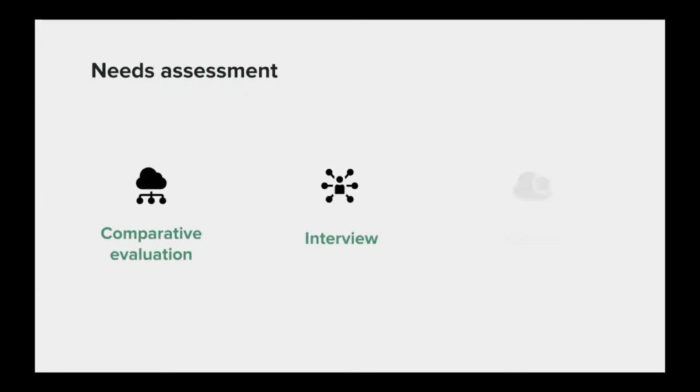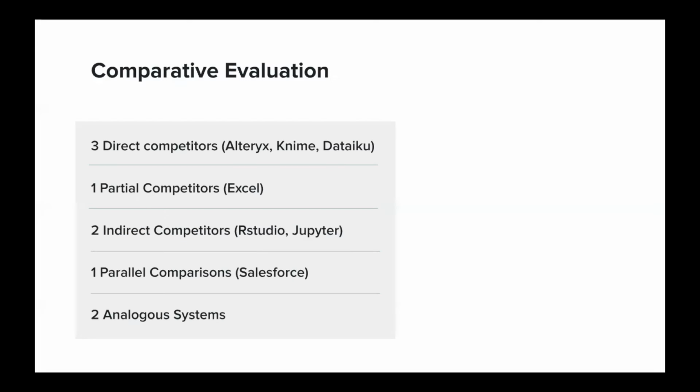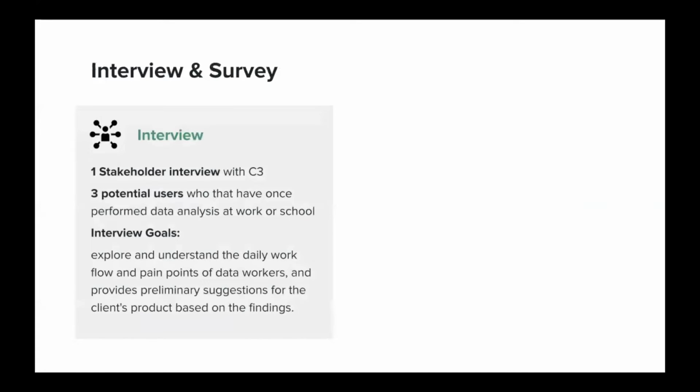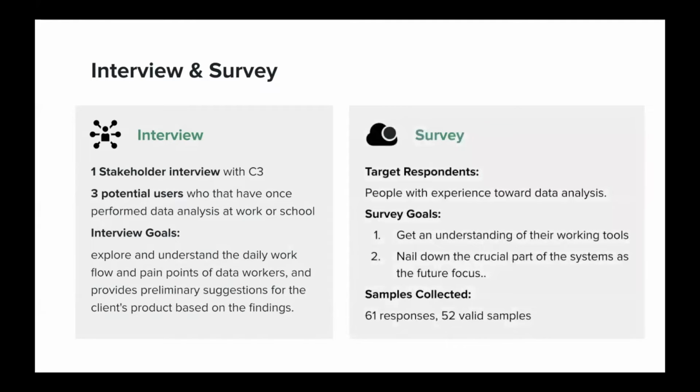We began with performing needs assessment. In our comparative evaluation reports, 9 comparative products were chosen by the definition of direct, partial, parallel, indirect, and analogous system. After that, we conducted rounds of interviews with potential users and distributed online surveys to get a better understanding of existing practice in the data analysis market and the working methods of potential users. After the survey was distributed, we collected 61 responses in total, with 52 of them sharing related experience in doing data analysis.